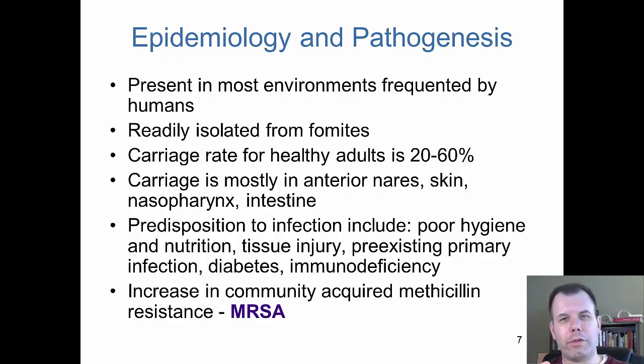And again, where are we seeing more of this? In these ones that are resistant to a lot of different things. We call this MRSA, methicillin resistant Staph aureus, because it's resistant to methicillin, but it's also resistant to a lot of other antibiotics. And I'll explain why that is here in just a little while. Okay, so that's some of the epidemiology and pathogenesis associated with it.